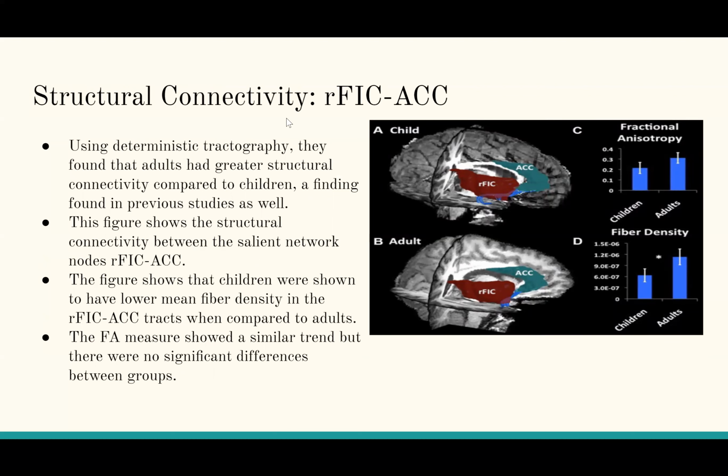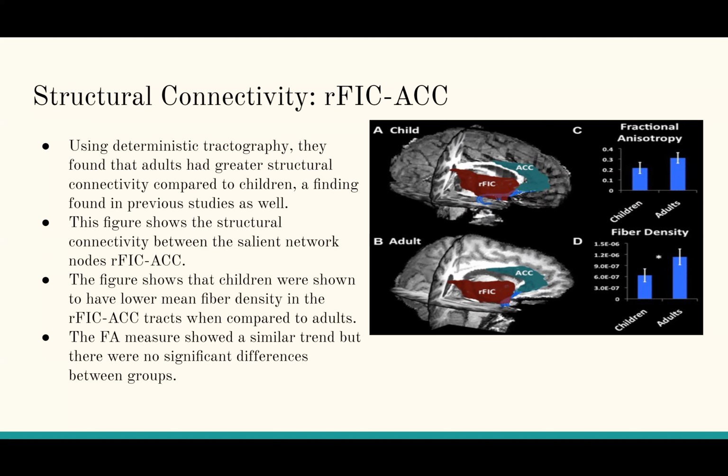Previously we said that the primary aim was to examine the developmental differences in the configuration and connectivity of core networks. Now we're looking at the structural connectivity. One important thing to outline here is that structural connectivity refers to the anatomical organization of the brain by means of fiber tracks, whereas effective connectivity is defined as the influence that a node exerts over another under a network model of causal dynamics. Using deterministic tractography, they found that adults had greater structural connectivity compared to children, a finding that was echoed in previous studies.